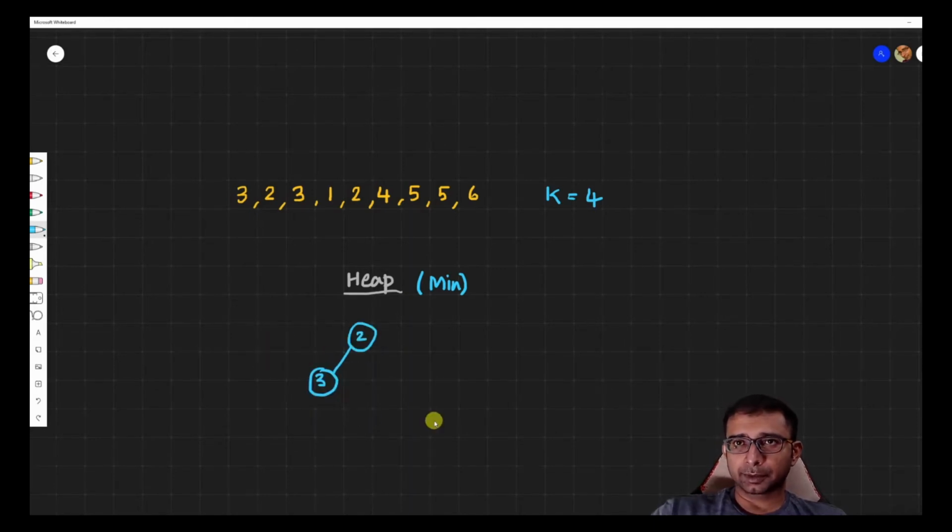And then what happens? I get another 3. So I put that 3 over here and everything looks fine. The minimum element is the root of the heap, right? And then what happens? I get a 1.